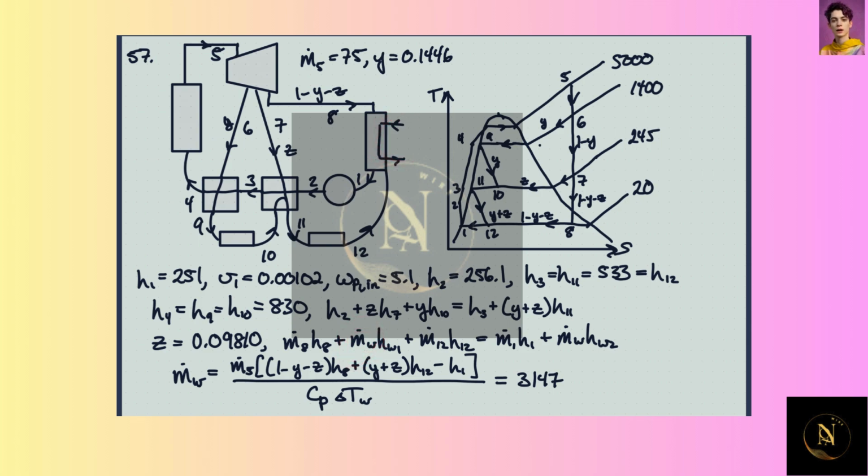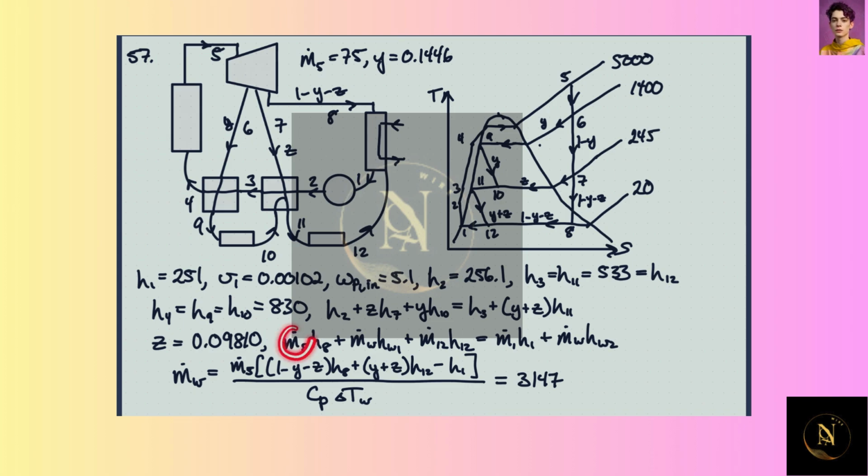And so we have enthalpy coming in here and here and here. Right? It has to be equal to the enthalpy going out here and here. So we know m dot 5. And so we can get all of these other flow rates except for m dot w in terms of m dot 5 and y and z, right? Because of just conservation of mass at various points.